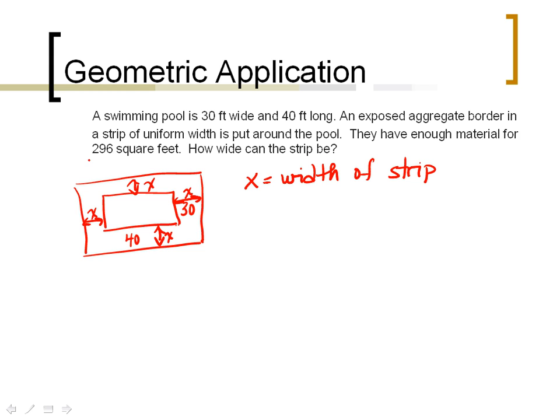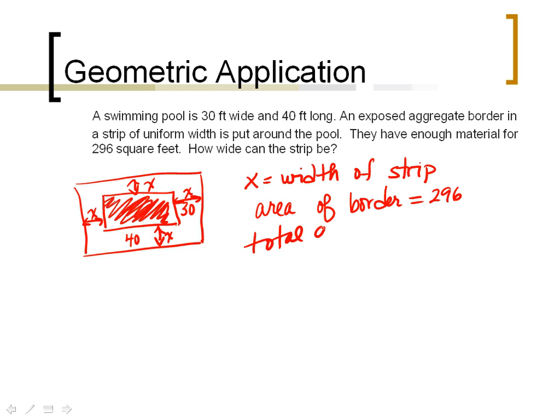Since we know we have enough material for 296 square feet, that's talking about the area of the border is equal to 296. Well, the way that we can get the area of the border is that we have to do the whole area of this new figure minus the area of the pool, and that will leave just the border. So we're going to have to do total area minus the area of the pool, and that will equal the border's area.